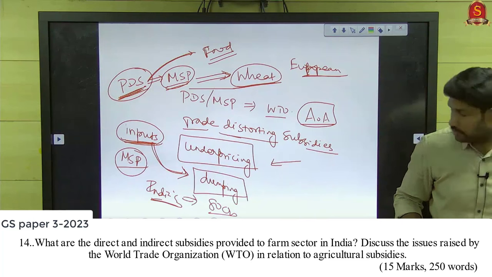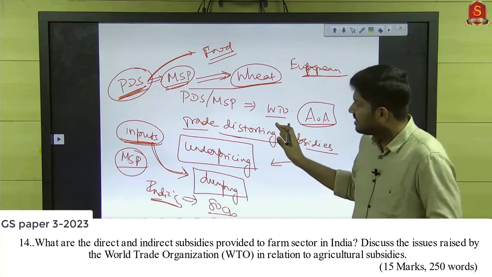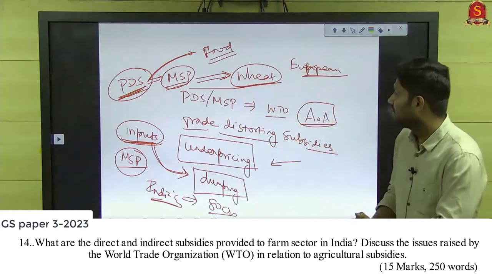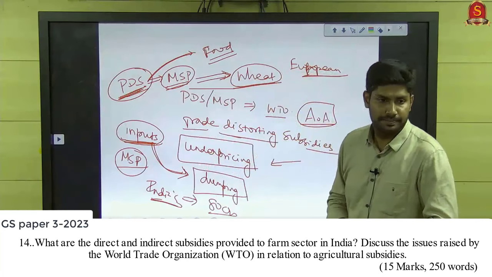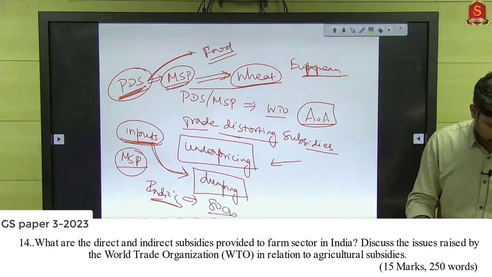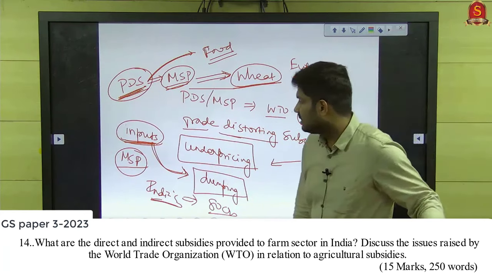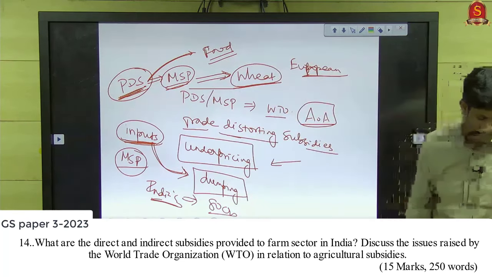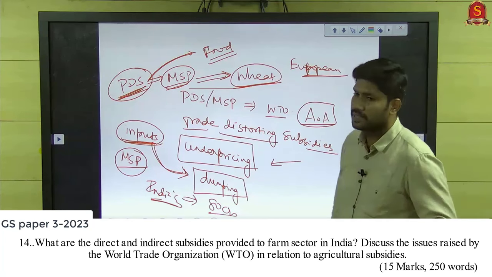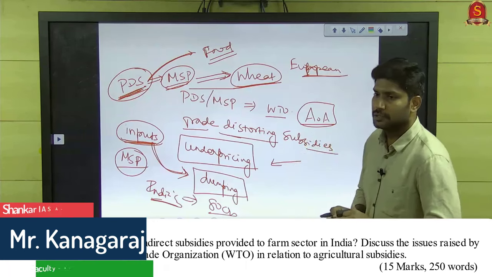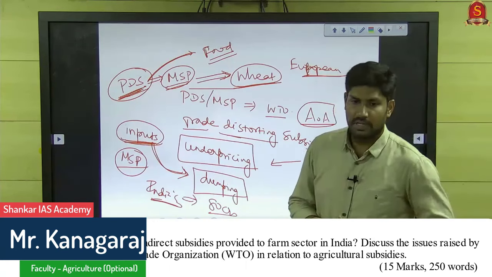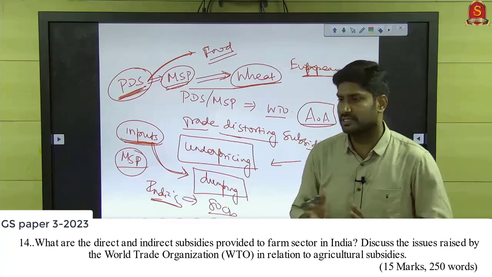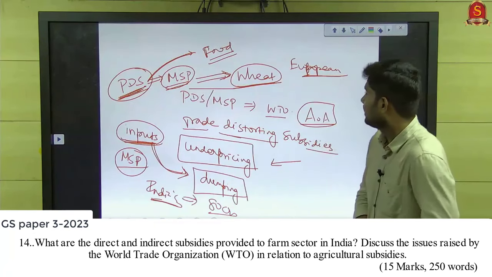So there are two issues in the WTO. One is that the developed countries are opposing the subsidies given for inputs, and another is that they are opposing the PDS system, right? So we can support India's stand in the WTO issues. Actually, we are opposing the agreement on agriculture, right? So in this question, we can say that the developed countries and developing countries should form a proper agreement that maintains the proper balance between them. They should promote the interest of both developed as well as developing countries. Okay. Right.